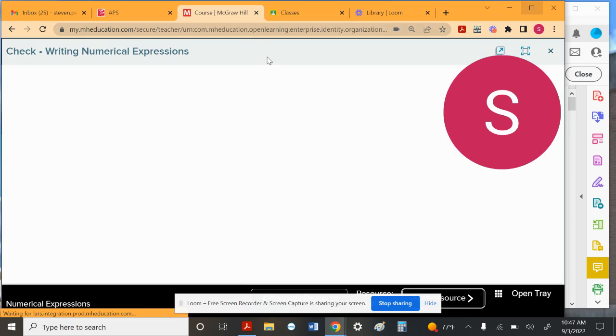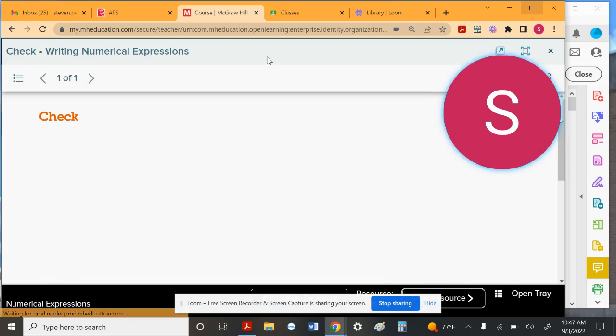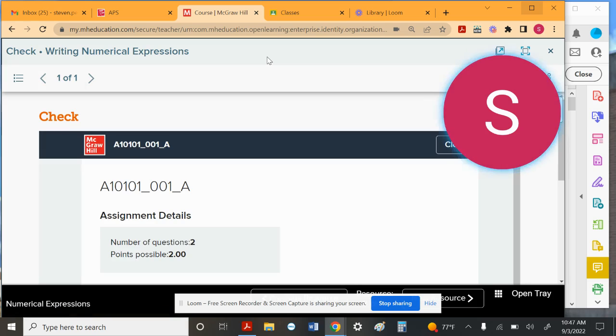Okay, so next thing is a check. You can go to the writing numerical expressions if you want to do the check. You don't have to do it, but at least it'll give you an idea how you're doing if you want to, and then you can check your answers when you're done. And I am going to move to the next video.